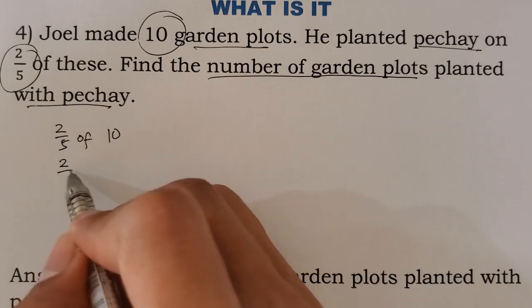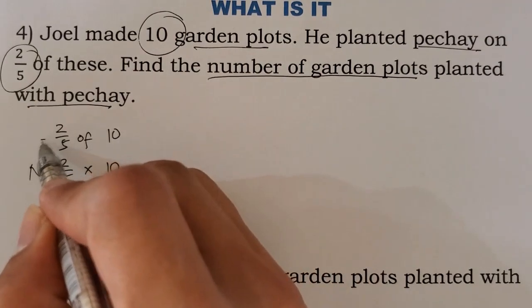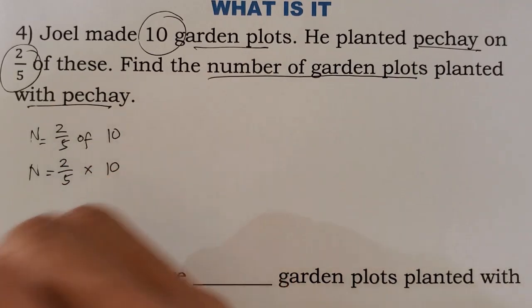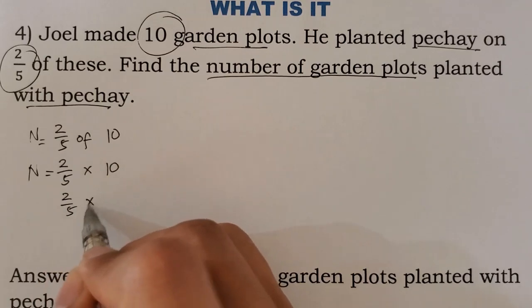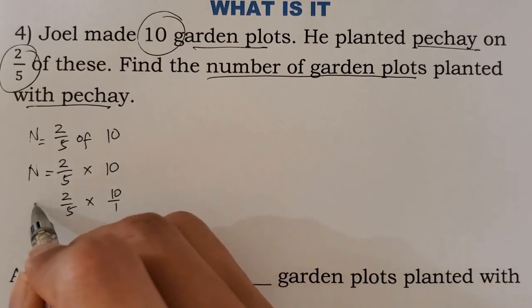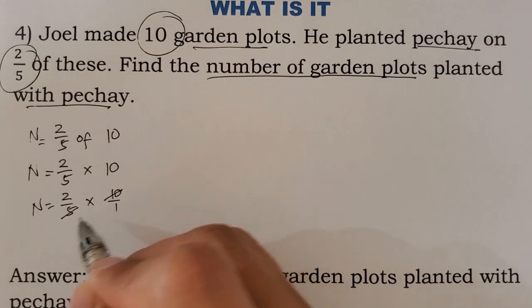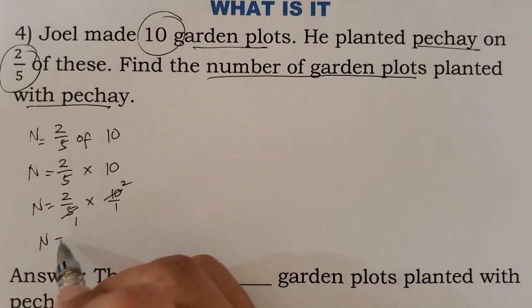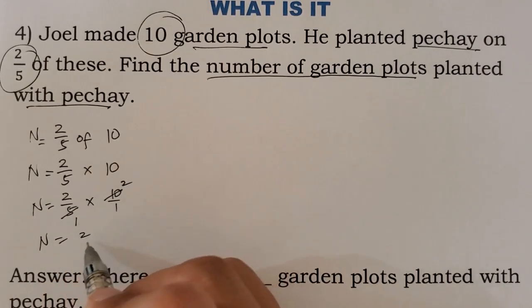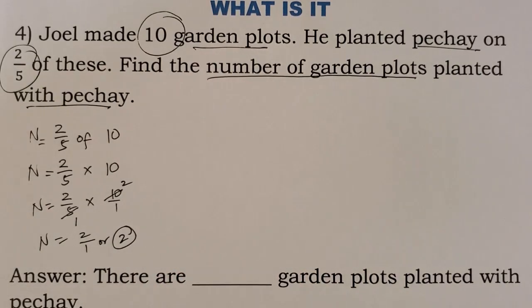So, to solve this problem, you are only asked to get 2/5 of the 10. Or that's just simply 2/5 times 10, which is equal to the number of plots planted with pechay. As simple as that. So you could have 2/5 times 10 over 1. That will cancel 5 and 10 because they are both divisible by 5. This will become 1. This will become 2. So that is 2 times 2 is equal to 2. 1 times 1 is equal to 1. Or that is equal to 2. So 2 plots planted with pechay.